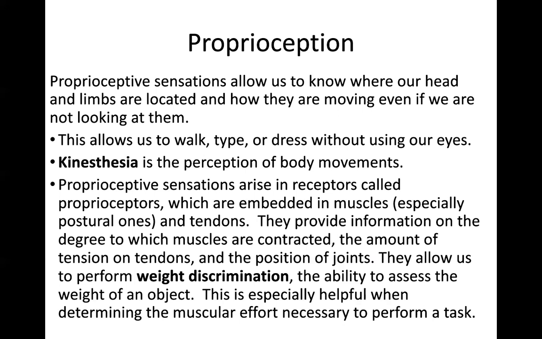One of the coolest things that our proprioceptors allow for us is to perform what we call weight discrimination. The ability to assess the weight of an object, especially helpful when determining the muscular effort necessary to perform a task. Thinking about lifting objects up, my dad's getting ready to move, and we've been moving boxes and stuff like that. If you've ever gone to lift something that's super light but looks super big, you put a lot of effort into it. It's almost like you put so much in that you lose balance. Sometimes you almost fall over. Or you go to lift something and it's super heavy and it looks super light, and you find out the hard way, it feels like your arm about falls off.